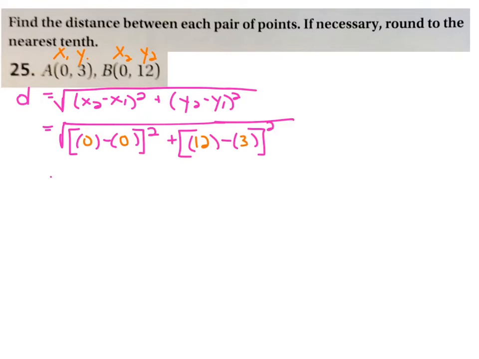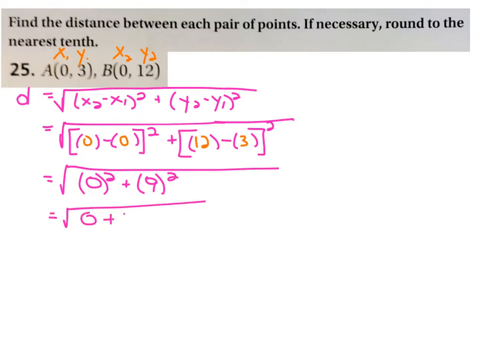And then continuing on, that becomes the square root of 0 squared plus 9 squared, or the square root of 0 plus 81, which is the square root of 81, which is 9. That's the distance between those 2 points. Okay, keep going. I bet it'll get a little more complicated in the last problems.